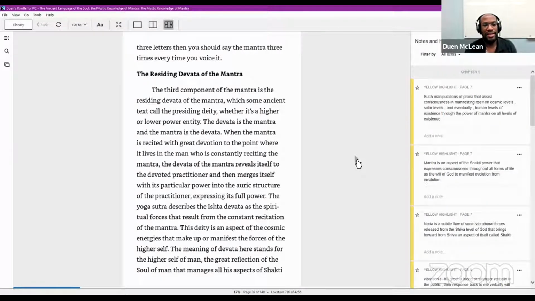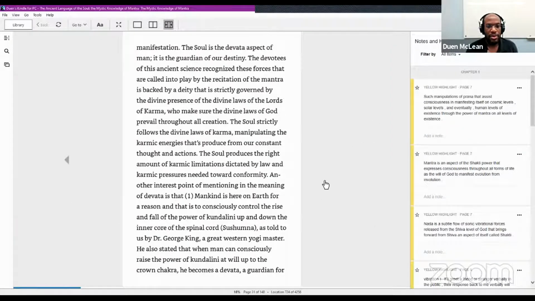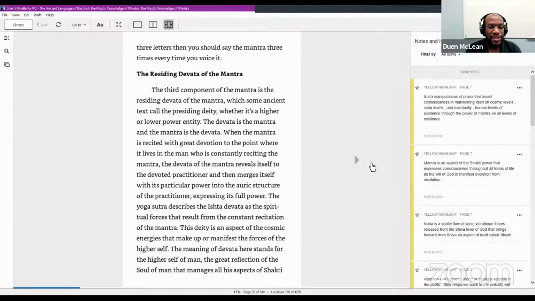The residing devata of the mantra. The third component of the mantra is the residing devata of the mantra, which some ancient texts call the presiding deity, whether it's a higher or lower power entity. The devata is the mantra, and the mantra is the devata.